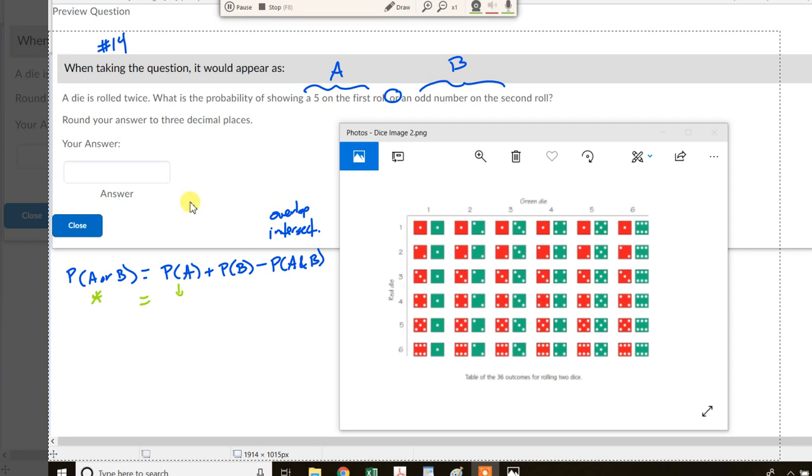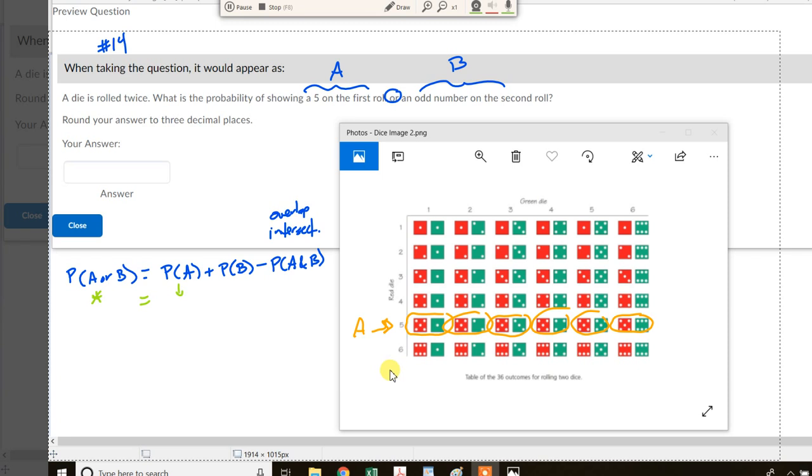What is A? A is a 5 on the first roll. So which of these outcomes would be in the event? Each pair of dice is one outcome. Okay, so I have a 5 on the first roll. Well, the red die is the first roll, so this event has a 5 in the first roll. So does this one, so does this one, so does this one. In fact, there are 6 outcomes where you've got a 5 on the first roll. So that's my event A. All 6 of those outcomes are in the event A.